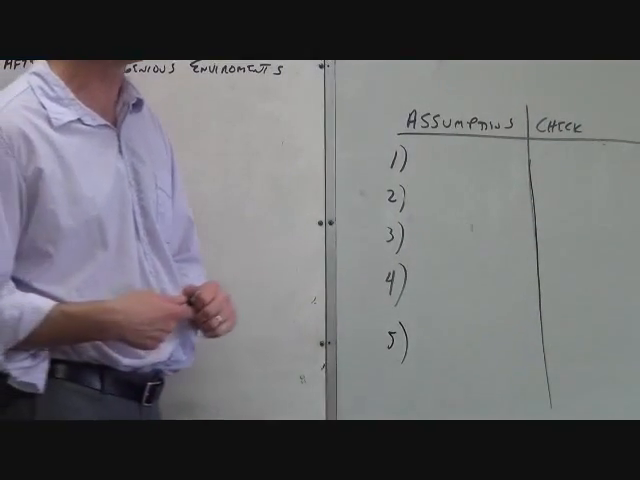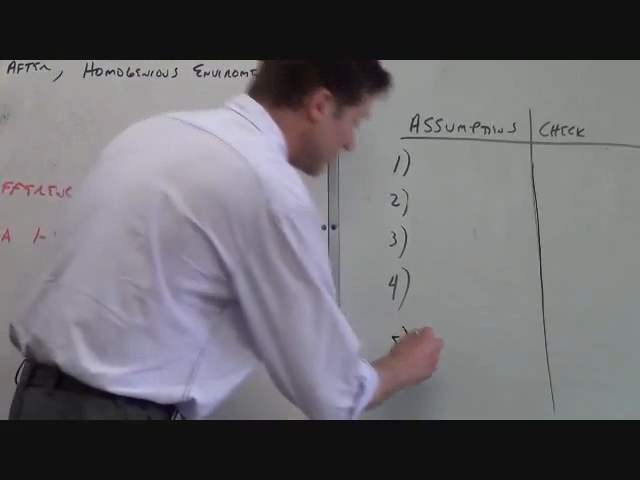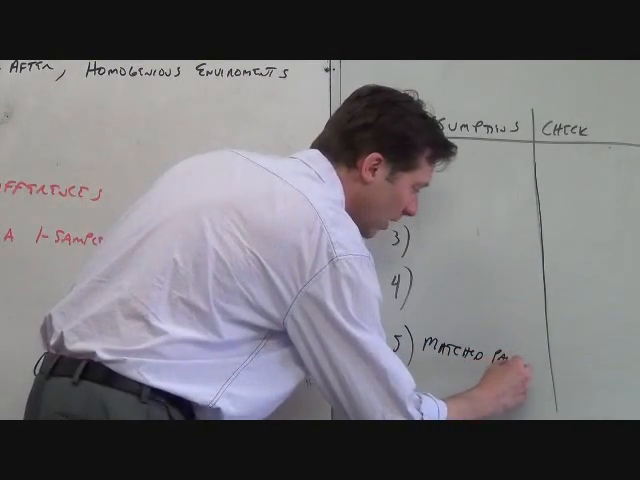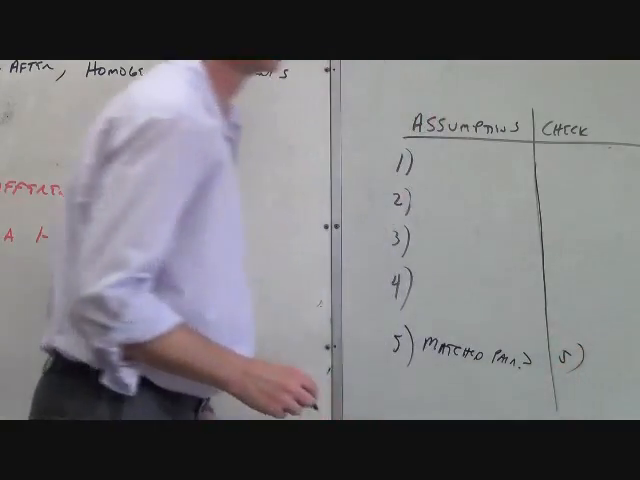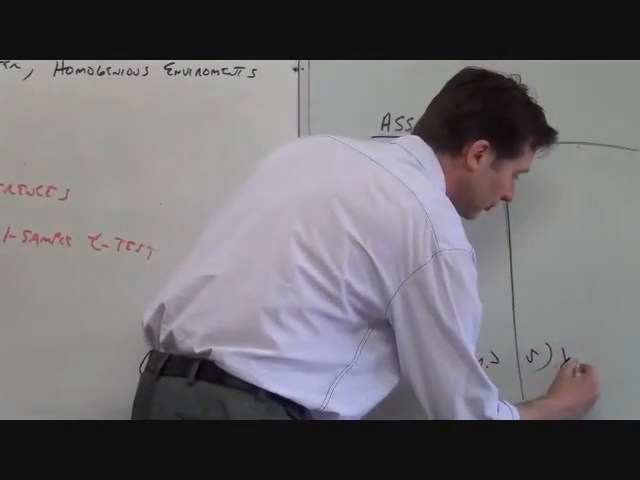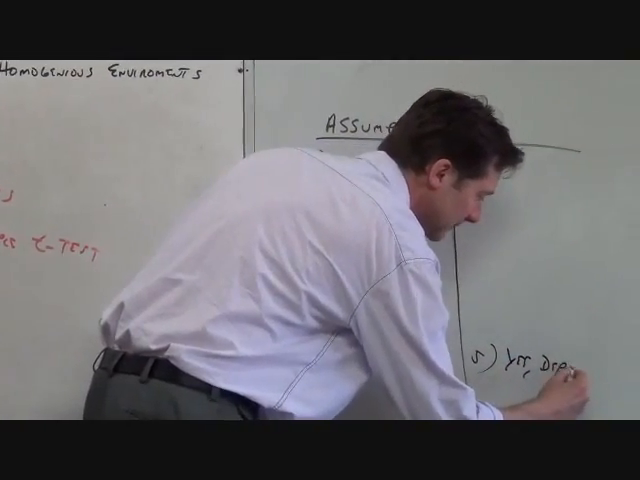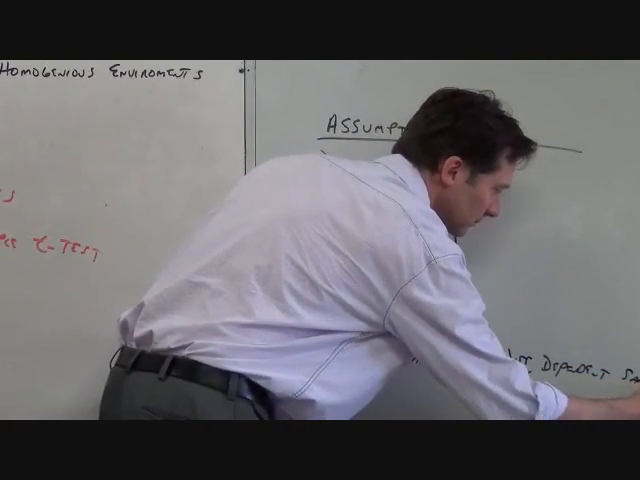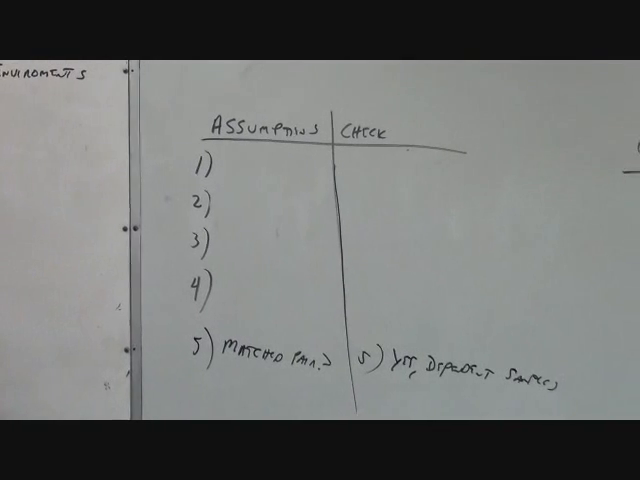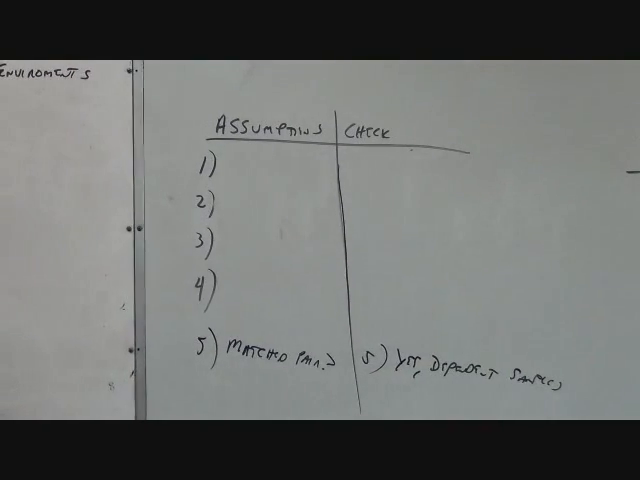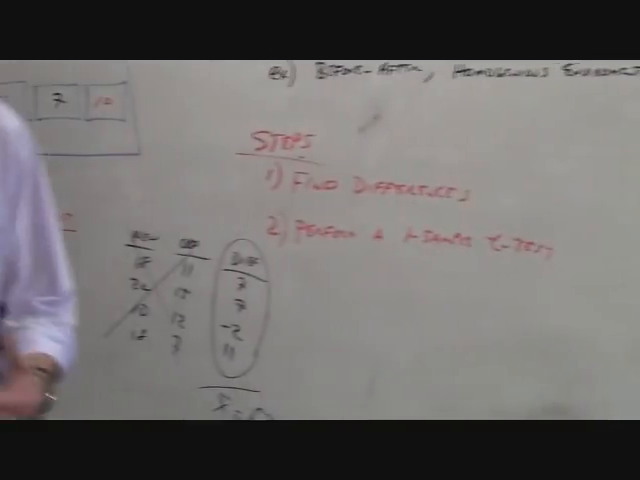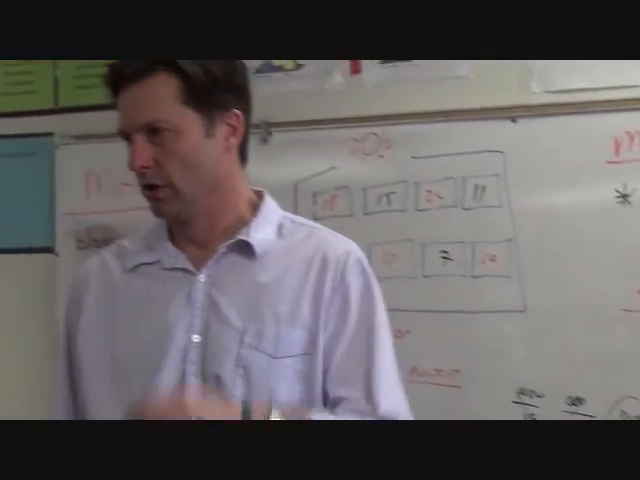We will add a 5th assumption. And we're going to say matched pair? And we'll say yes. Dependent samples. There's a direct relationship between these samples. They were related by homogeneous environments. There was a relationship there. They were dependent on each other.